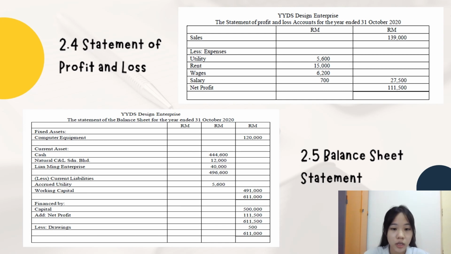The statement of balance sheet for the year ended 31st October 2020 for Yyds Design Enterprise. We got the fixed assets, current liability, and capital. In fixed assets, we got the computer equipment, which is 120,000. In current assets, we got cash, Natural C and L Sedia Berhad, LIANG Enterprise, and the total current assets is 496,600. And we will less the current liability, which is accrued utility of 5,600. And we got the working capital of 491,000. And the balance is 611,000. And we got the capital of 500,000, and the net profit of 111,500, less the drawing of 500, and we got the balance of 611,000.